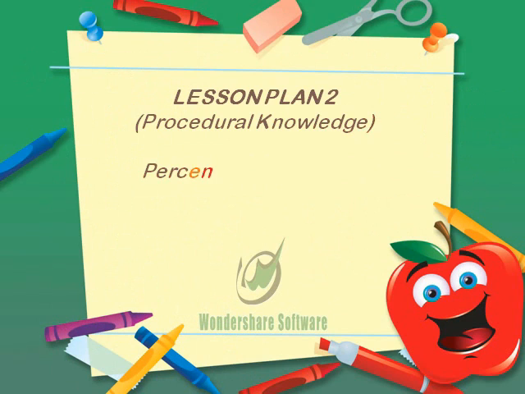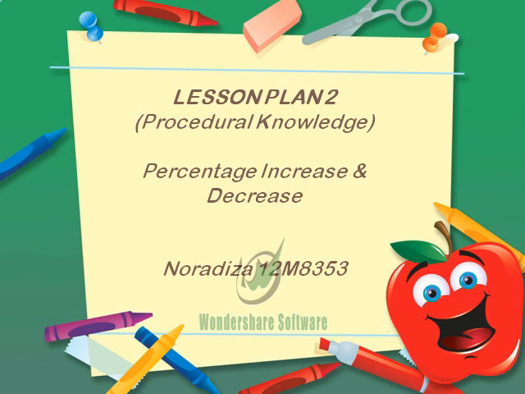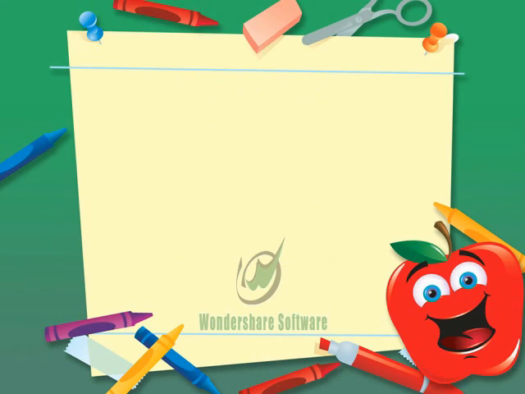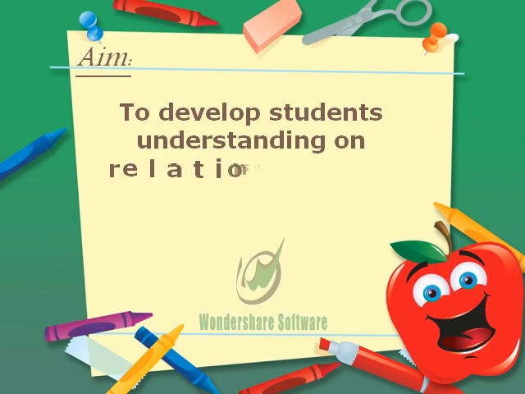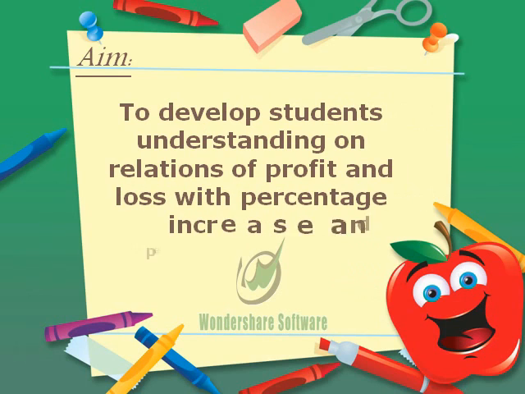Lesson Plan 2 on Procedural Knowledge. The topic covered in this lesson plan is on percentage increase and decrease. The aim of the lesson is to develop students' understanding on relations of profit and loss with percentage increase and percentage decrease.